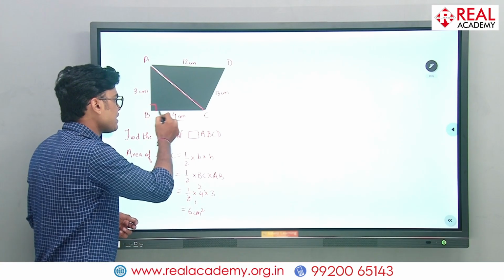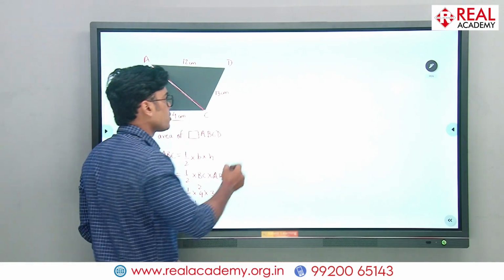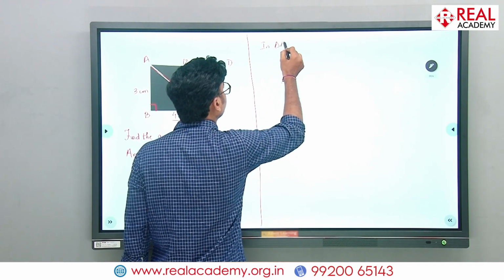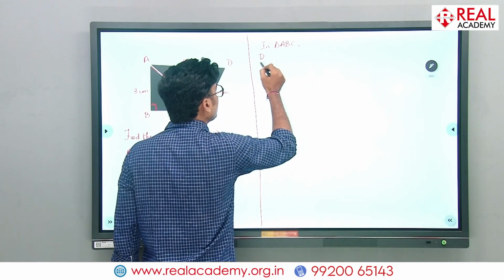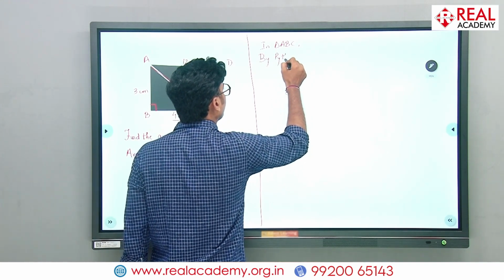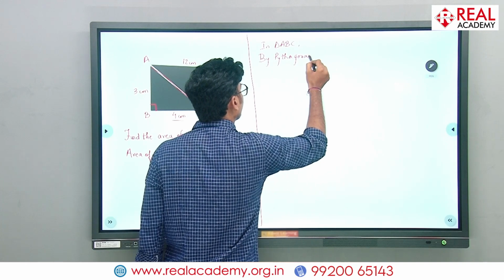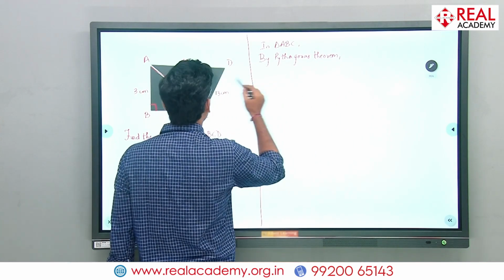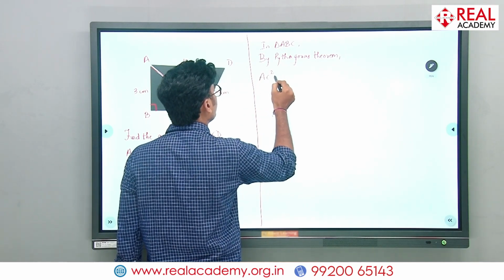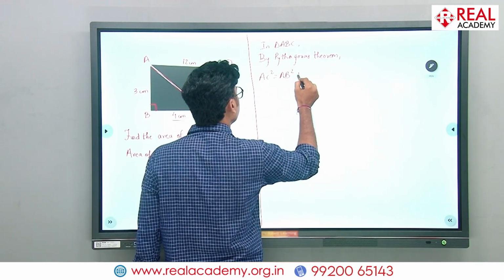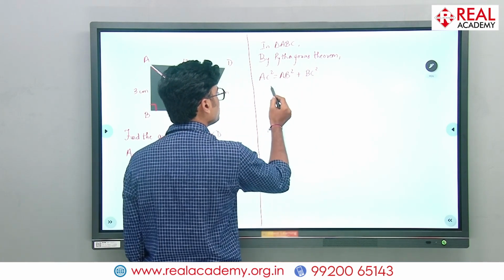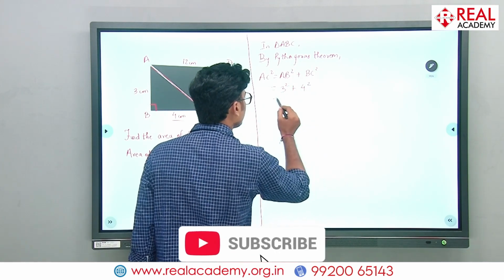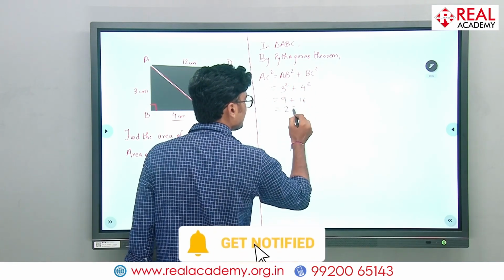Correct? So in triangle ABC, again if I use the Pythagoras theorem, by Pythagoras theorem, we can say that AC square will be equal to AB square plus BC square. Substitute the values. AB square will be 3 square, BC square will be 4 square, 9 plus 16, 25.